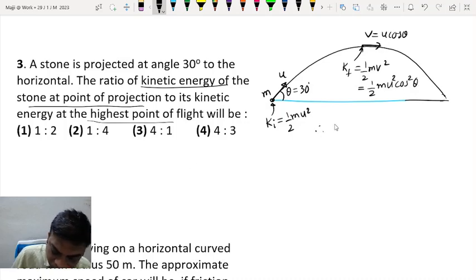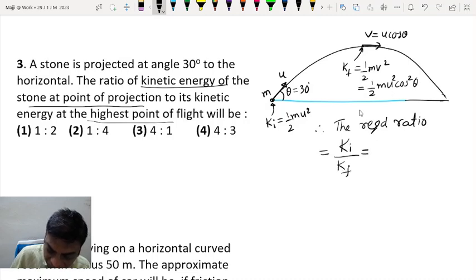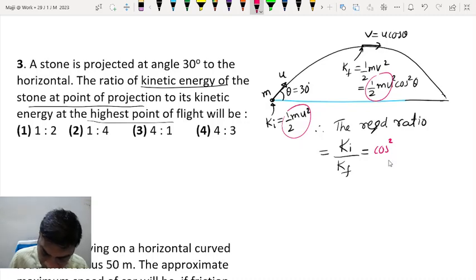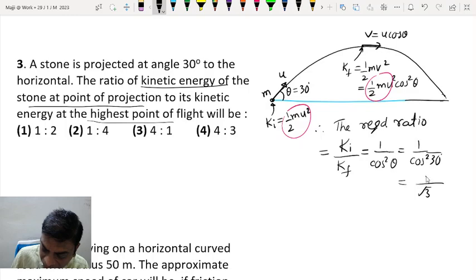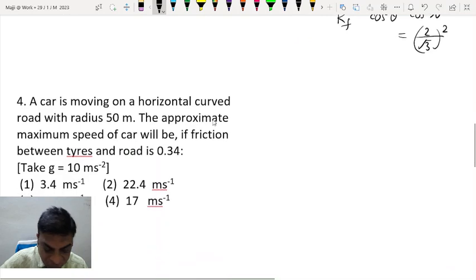So the required ratio will be initial kinetic energy to final kinetic energy. As you divide, half m u square gets cancelled and you are left with cos square theta in the denominator. So it is cos square 30 degrees. Cos 30 is root 3 by 2, so the whole square gives 4 is to 3. So this is the correct answer. Moving on to the next question.